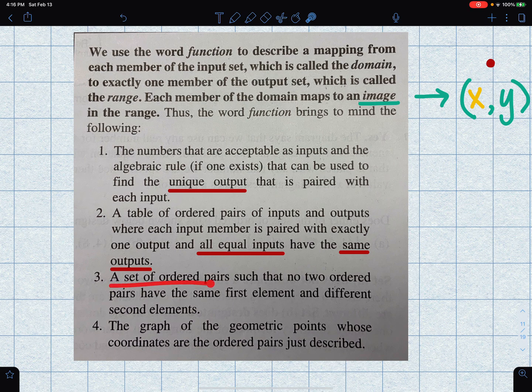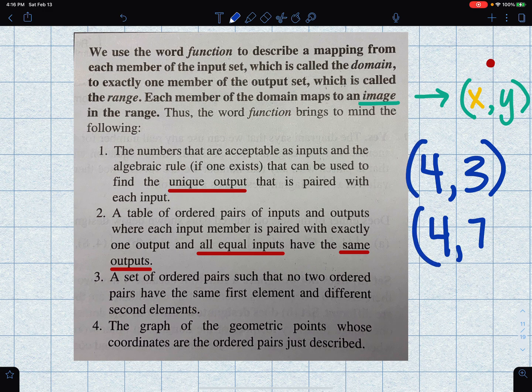All right, a set of ordered pairs such that no two ordered pairs have the same first element and different second elements. So you can't have a 4 paired with a 3 and a 4 paired with a 7. No, that is a bad machine, because that means if you put in 4 quarters, it's going to choose for you. Do you want a donut or do you want chips? It's just going to choose. And I don't want that. I want donuts if I want donuts, right? Okay, what about the last one?